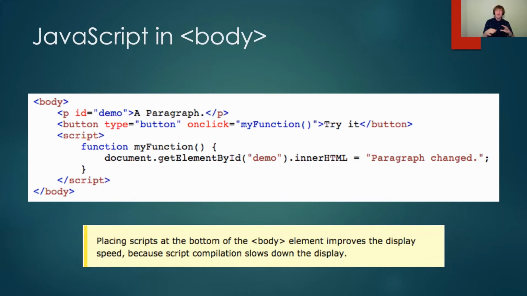Now remember, HTML loads sequentially. So if I place these scripts at the bottom of the body element, it's going to improve the display speed, because script compilation slows down the display. I have to load all these scripts, and then I load the body, and then I come back up and load the scripts again. So why load the scripts in the first place? First load the body, and then load the scripts. That way the page loads immediately. And then when I click the button, it goes down below and loads the function call. Okay, so that's why it's going to improve the speed.